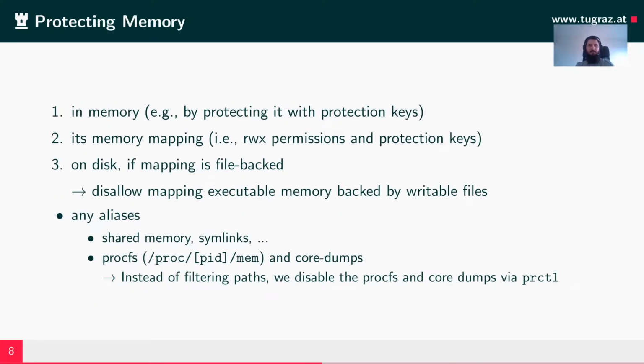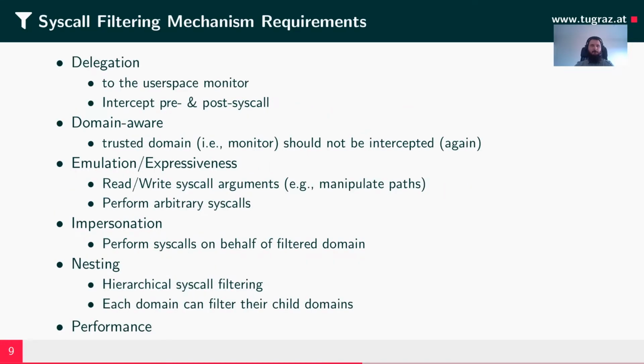We protect the memory on multiple layers. First, memory itself, by protecting it with protection keys. Second, we protect the memory mapping, such that its permissions and keys cannot be changed. Third, on disk, if a mapping is file-backed, and also any aliases, such as shared memory or symbolic links. For efficiency reasons, we disable the procfs and the creation of core dumps to avoid scanning file paths.